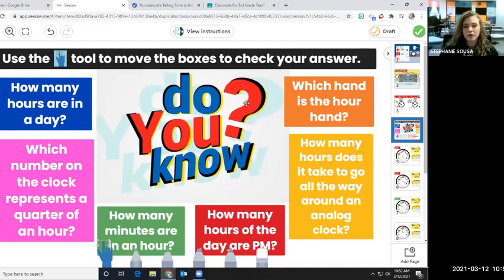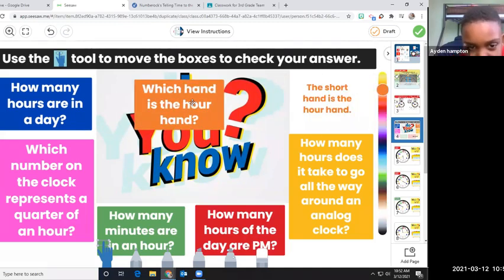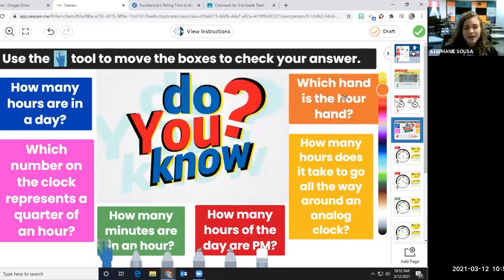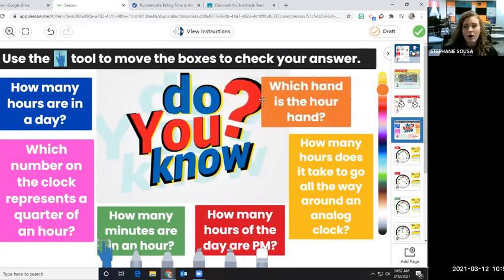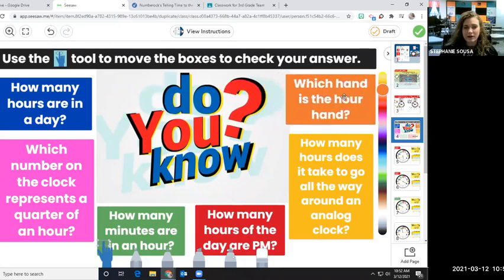Clearly it's the super long one, because hour is longer than a minute. Nah, you got that wrong. It's the hour hand. Oh, the short one. No, you're right, Aiden Hampton. I got it wrong. You're right. Okay, well, now I'll always remember that. The short hand is the hour hand.